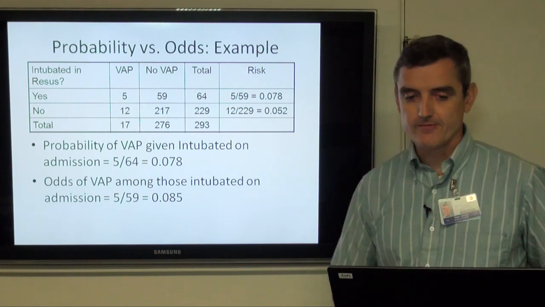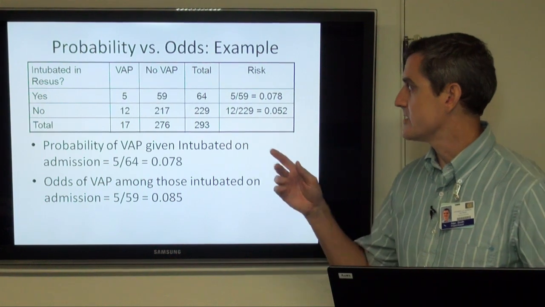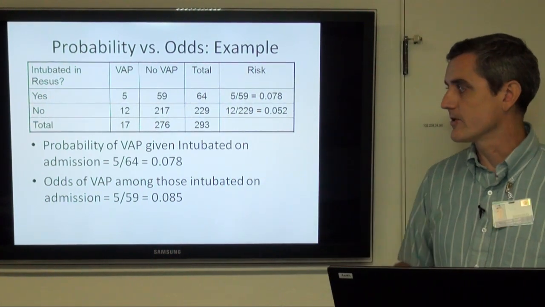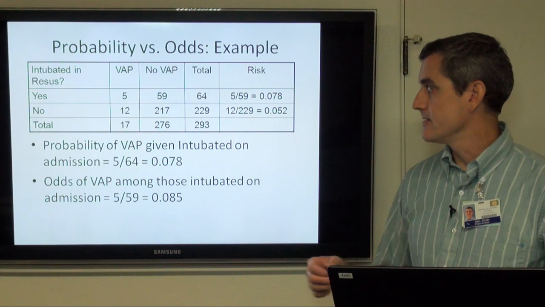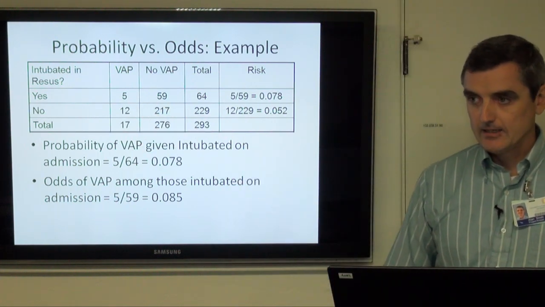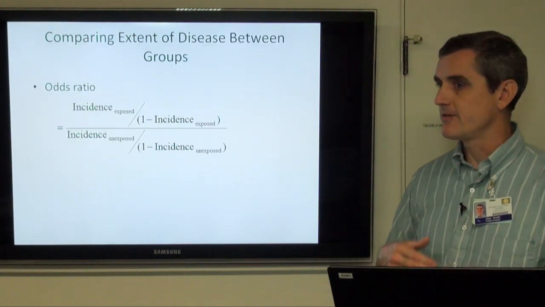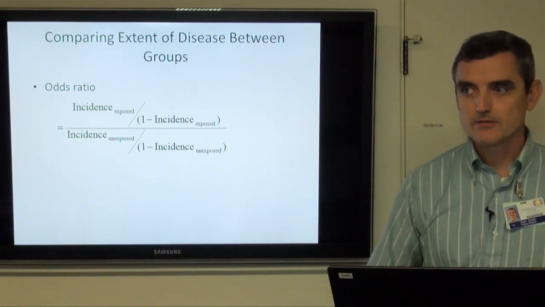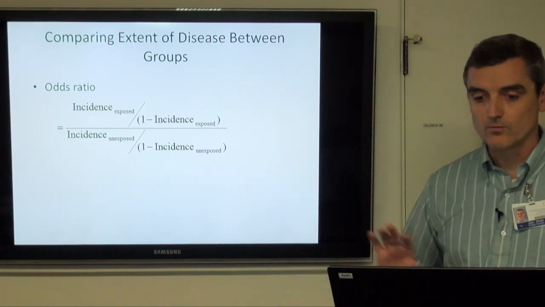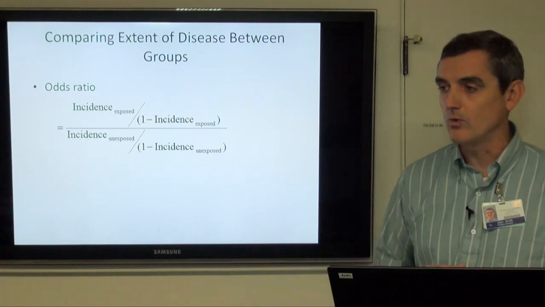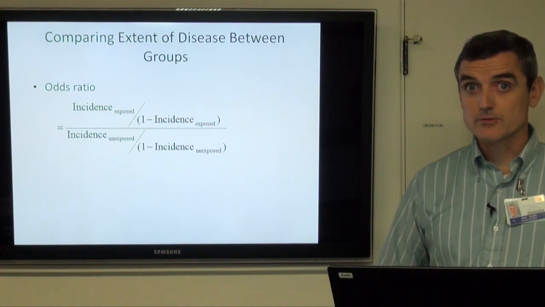Using our example of VAP again, probability of VAP for those who were intubated on admission is 5 out of the 64 who were intubated, but the odds of developing VAP is 5 divided by 59. And essentially the odds ratio is just the ratio of the odds in the exposed to the odds in the not exposed. And this is technically what the equation is: the incidence in exposed divided by 1 minus the incidence in the exposed for the odds in exposed. Likewise for the unexposed.